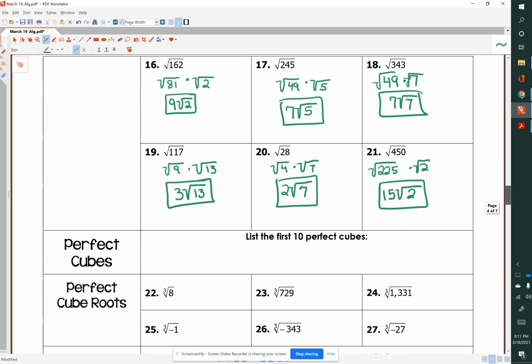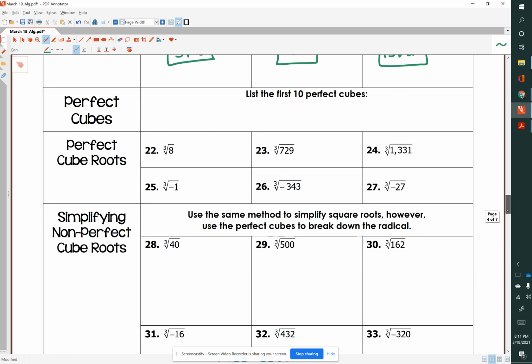So that's the squares, but we also can talk about the perfect cubes. So let's list the first 10 perfect cubes. So 1 times 1 times 1 is 1. 2 times 2 times 2 is 8. 3 times 3 times 3 is 27. 4 times 4 times 4 is 64. 5 times 5 times 5 is 125.